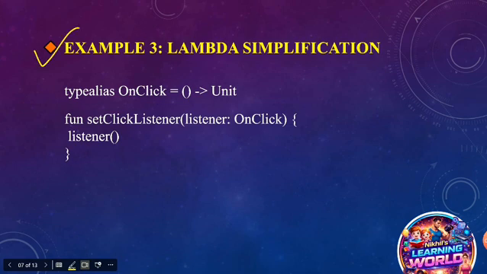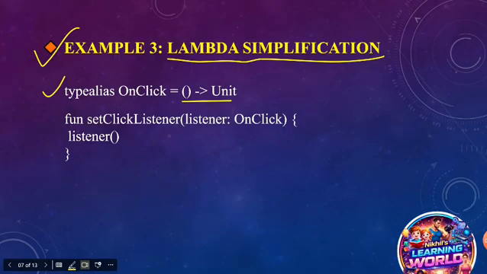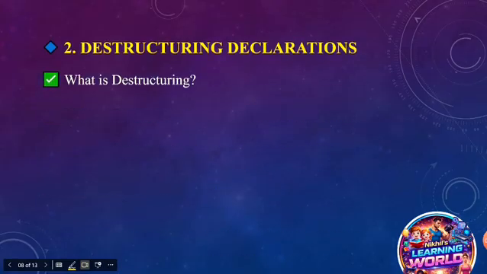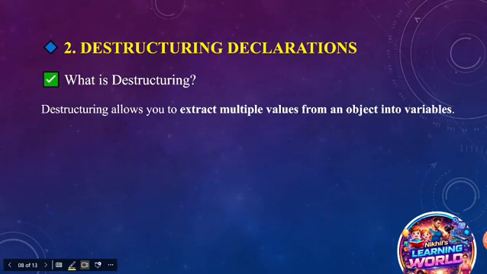Next is lambda simplification. You can see an example, OnClick. We can use the alias OnClick, and it returns Unit. For example, setClickListener with a listener, and here instead of writing Int, Int, we can use Operation as in the previous example. So this is lambda simplification. By using it, we can customize this alias as well.